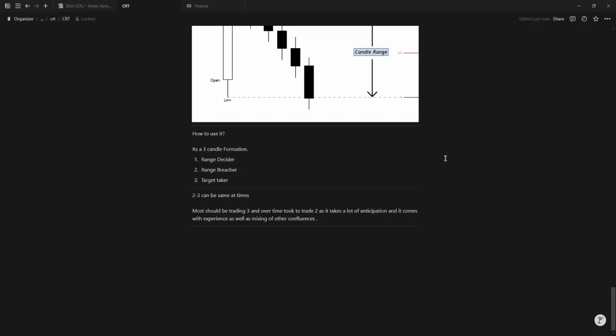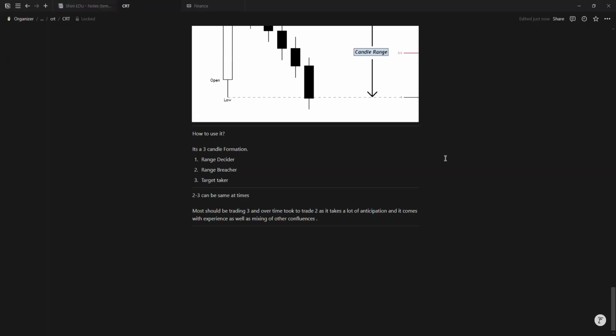I will show you here the examples of how to use it on monthly time frame. But to trade the second candle, a lot of conviction is needed. It takes a lot of time to understand it and grasp it completely. But as a beginner who is trying to just journal it over time, you will figure out how to mix it and trade it. Okay, so now let's move to the examples part.